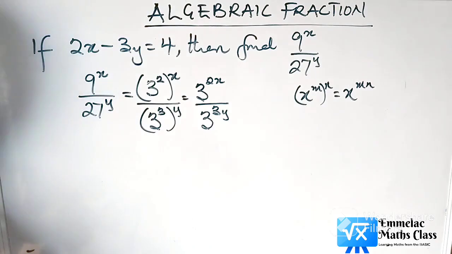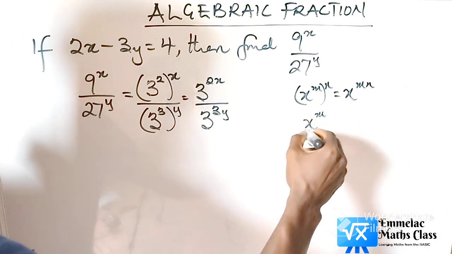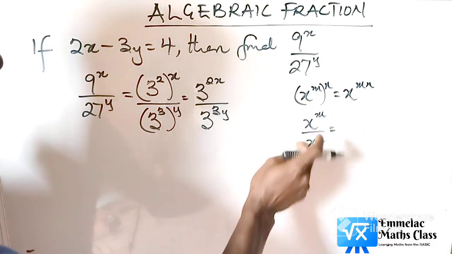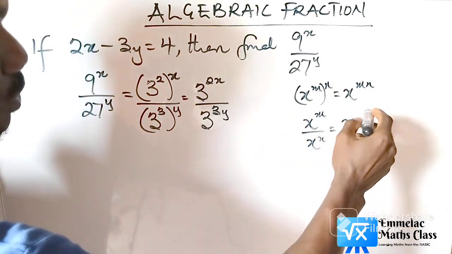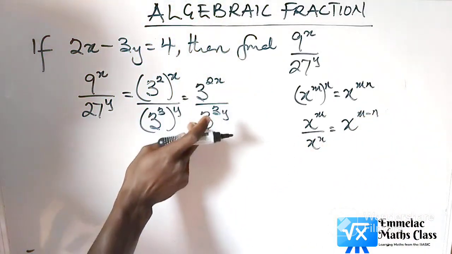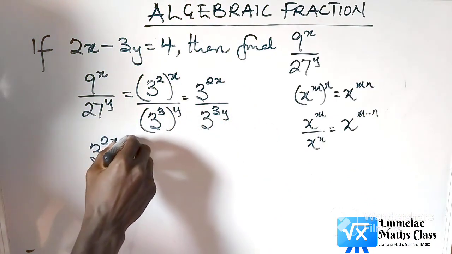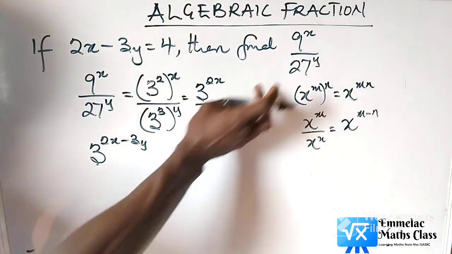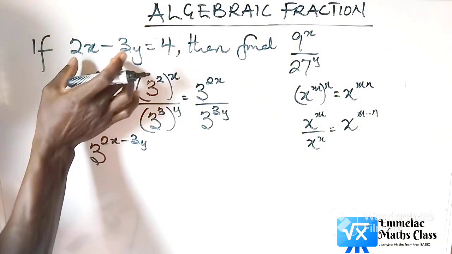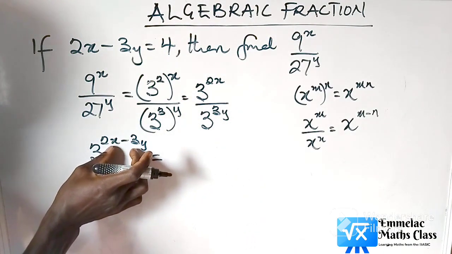From the law of indices also, x raised to the power of m over x raised to the power of n, since they have a common base, is x raised to the power of m minus n. Let us apply this principle here. You can see here you have a common base 3, so you have 2x minus 3y. From this expression we've been able to get 3 raised to the power 2x minus 3y, and from the question, 2x minus 3y gives us 4. So let us now substitute 2x minus 3y for 4.